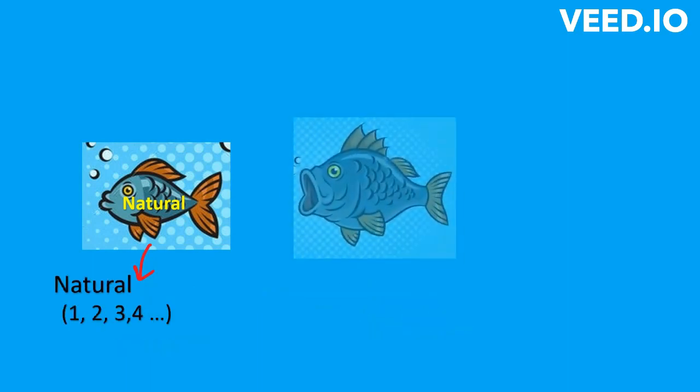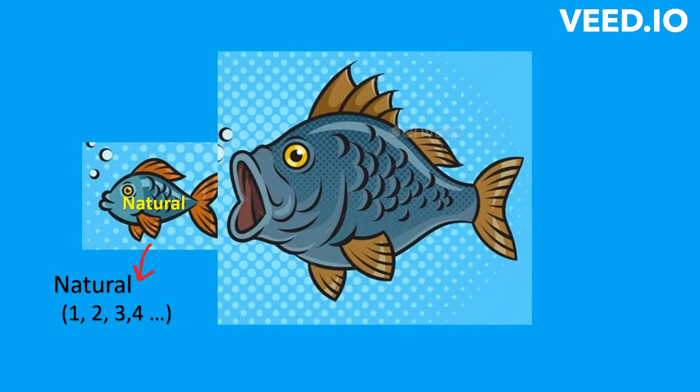There is a bigger fish here trying to eat the smaller one. It contains all the natural numbers. This is called the whole number set. In addition to the natural numbers, it also has an additional number, and that is 0. So whole numbers contain natural numbers and also 0.